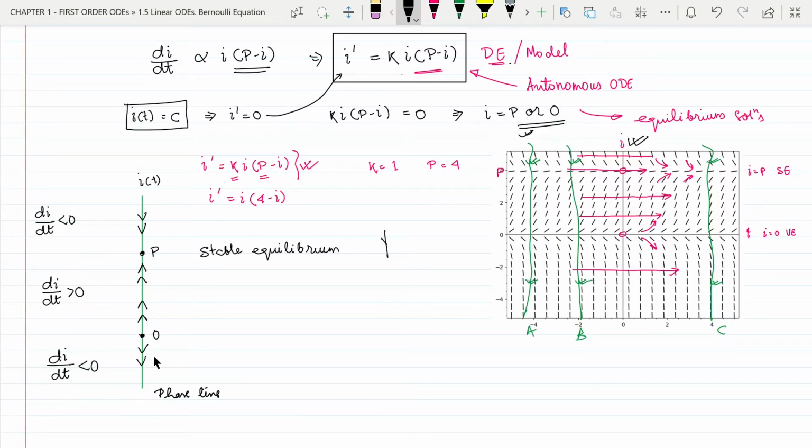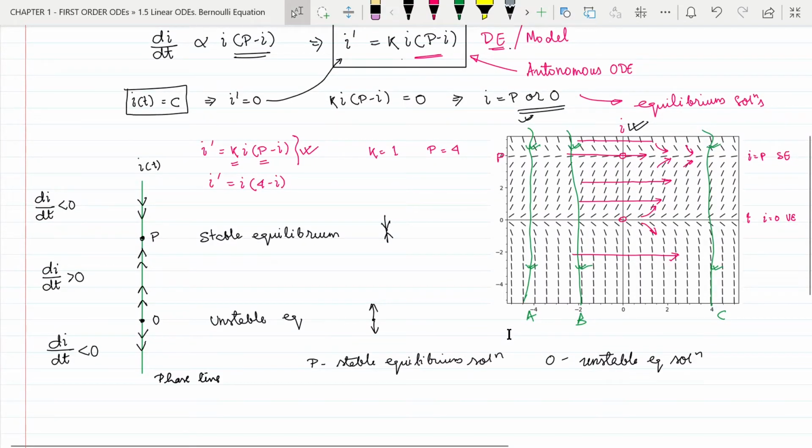That means for stable equilibrium, the arrow points towards the solution. And this is the unstable equilibrium, because the arrows point away from the solution. So unstable equilibrium will be like this. So from this we conclude that P is a stable equilibrium solution and 0 is an unstable equilibrium solution.